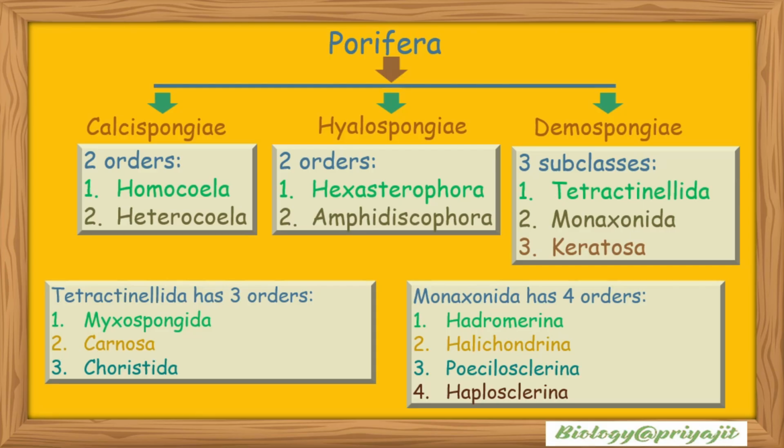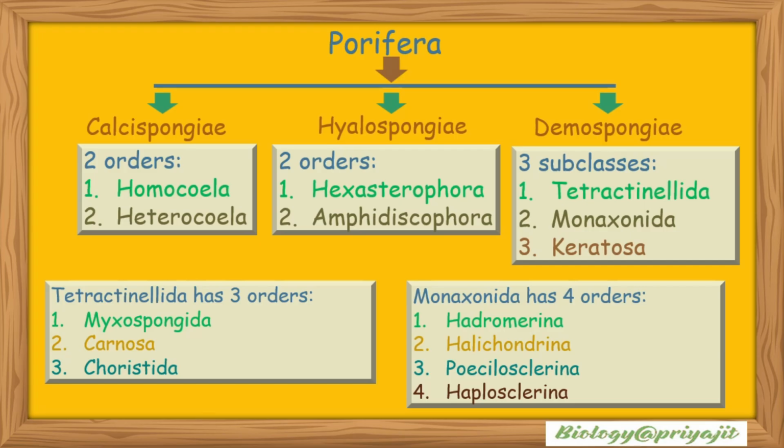Now we discuss the classification scheme of poriferans, which was proposed by Rupert Barnes in 1994 in his book, 6th edition. Porifera can be classified into three classes: Calcispongy, Hylospongy, and Demospongy. Calcispongy has two orders, Homocoela and Heterocoela. Hylospongy has two orders, Hexasterophora and Amphidiscophora, and Demospongy has three subclasses: Tetractylida, Monaxonida, and Keratosa.